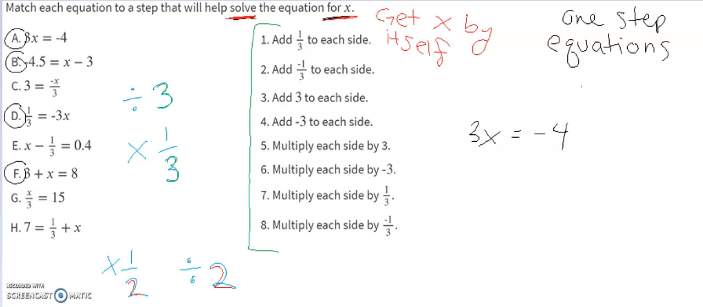But let's look at this. Okay, so if I originally divided by 3 in order to get the x by itself, let's see what happens when I multiply by 1/3. So I'm multiplying both sides by 1/3. Now, don't get confused. This is a multiplication sign. This right here is our variable. That's not a multiplication sign. That's our x.